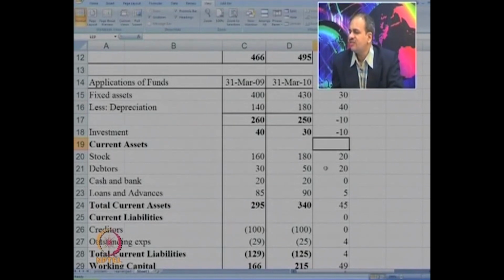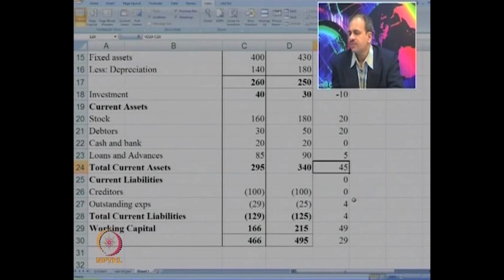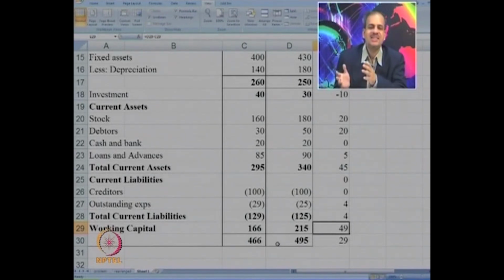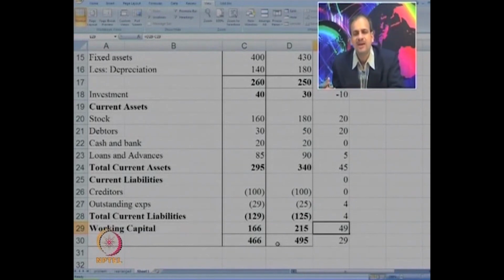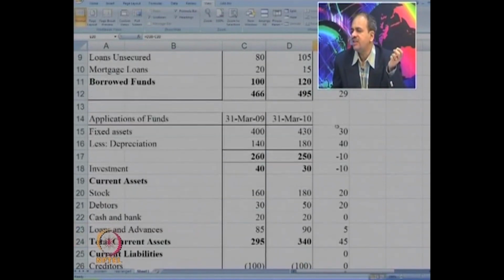Stock, there is an increase of 20. Debtors, there is an increase of 20. Loans, there is an increase of 5. So total increase of current assets is 45. In case of current liabilities, there is an increase of 4. So working capital on the whole has increased by 49. I'm sorry, in case of current liabilities, there is a decrease of 4. That is why net effect on working capital is 45 and 4. So it becomes an increase of 49 and total increase is 29. Now this first column just shows absolute change.